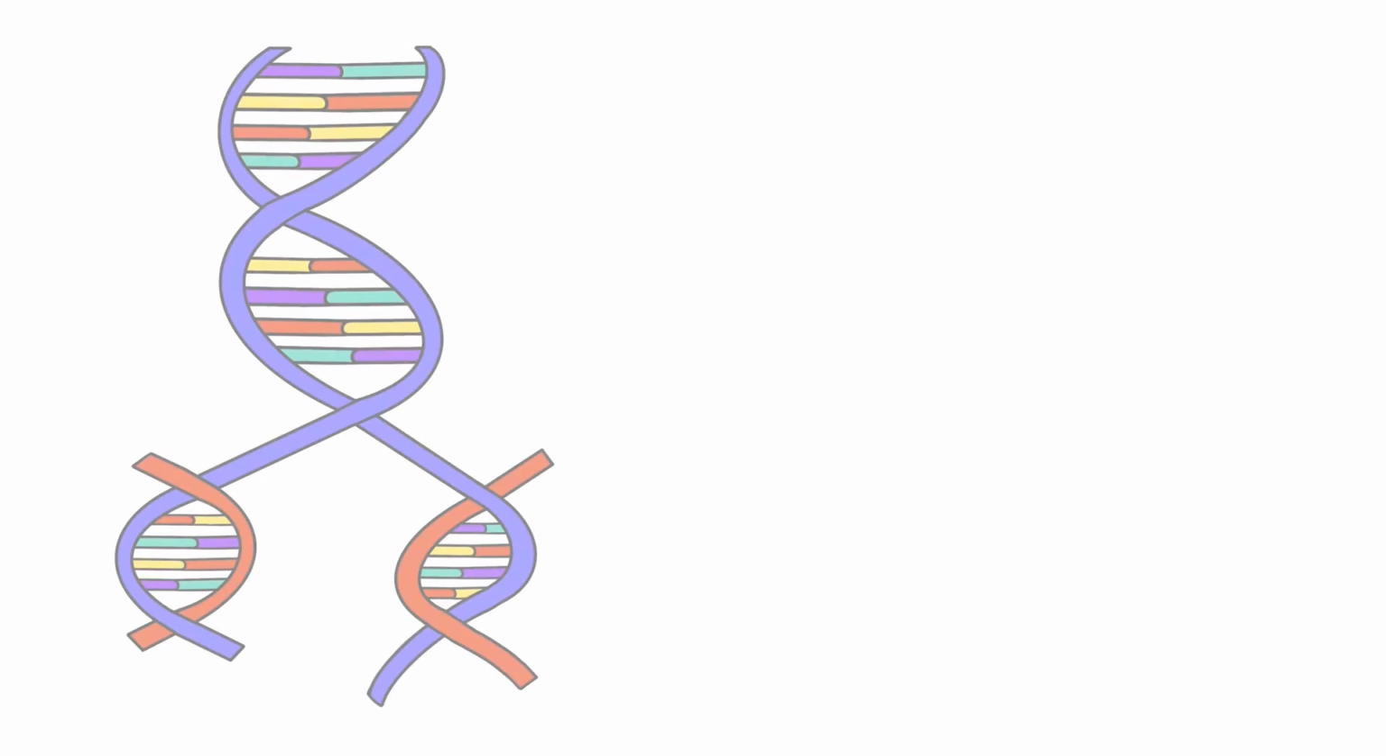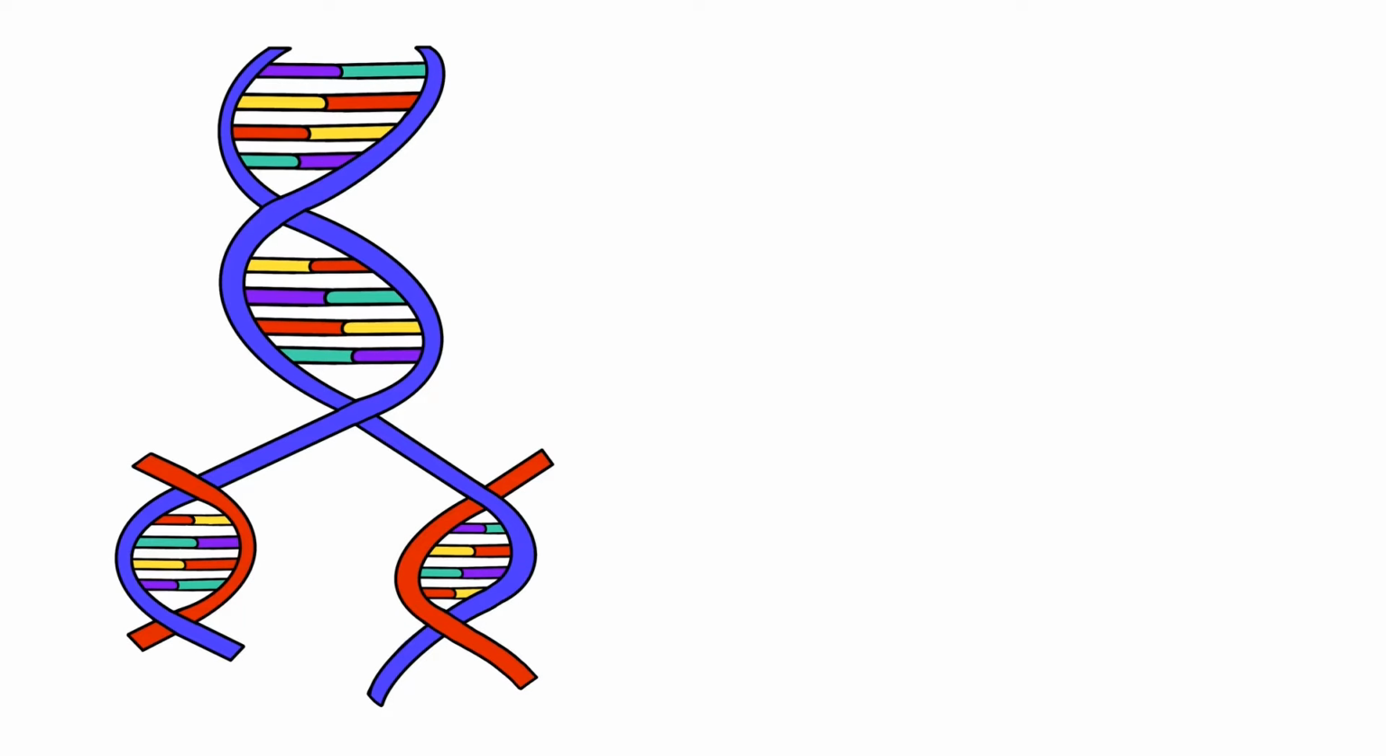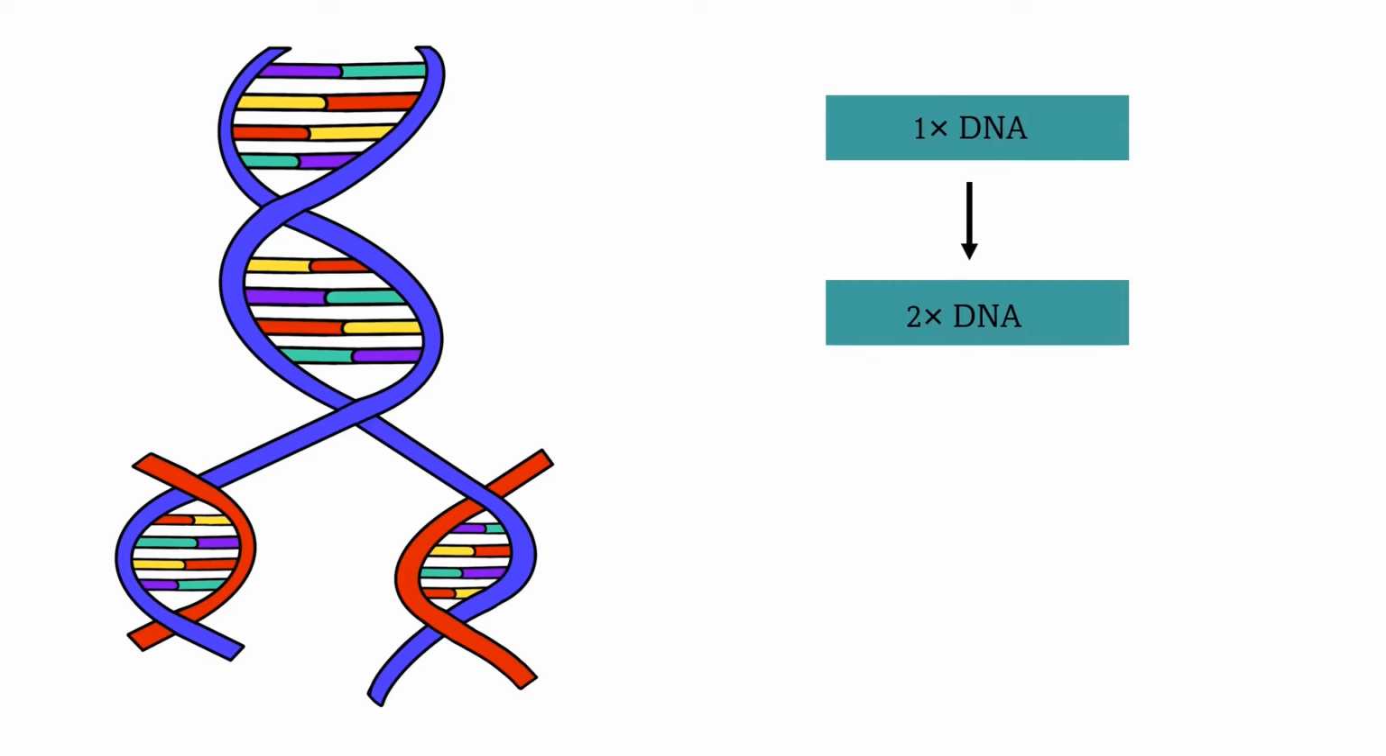DNA replication is a process in which the DNA molecule duplicates, producing two molecules of DNA from the original one DNA molecule. This is very important when cells replicate, for example, as each needs its own copy of DNA.